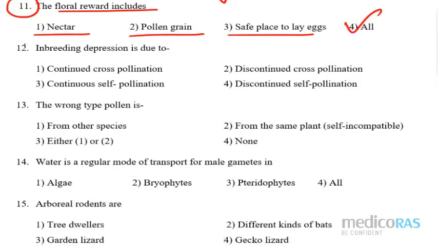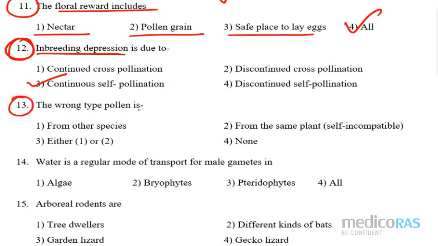Fine. Come to question number 12 then. Inbreeding depression includes, of course we know, inbreeding depression means what? If self-pollination is continuously happening in some plant, then it will follow what? Inbreeding depression only. So check the answer here. Yes, this is the answer. See, answer number 3.